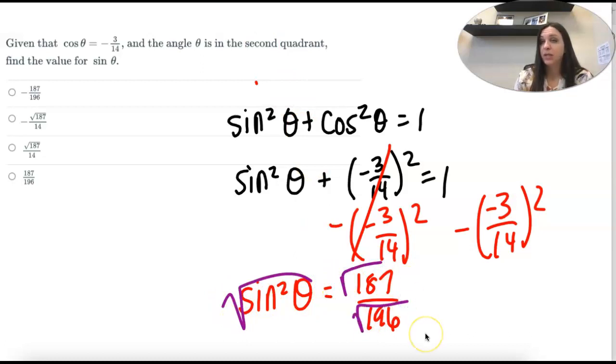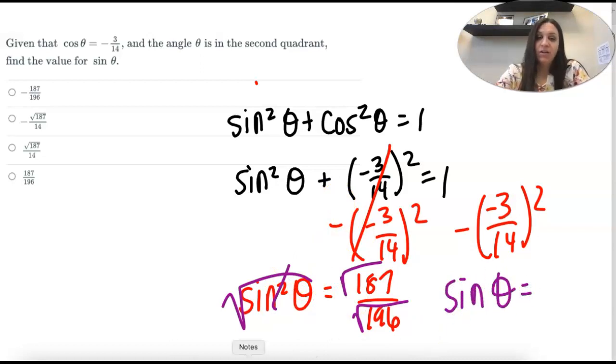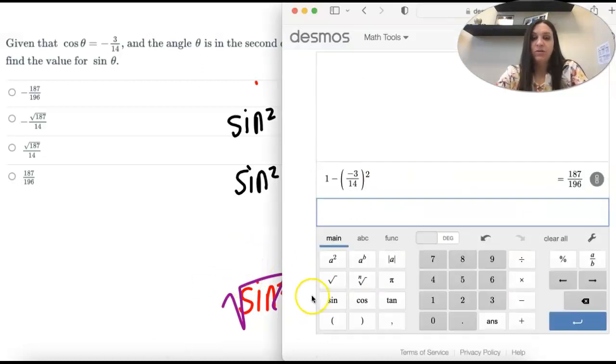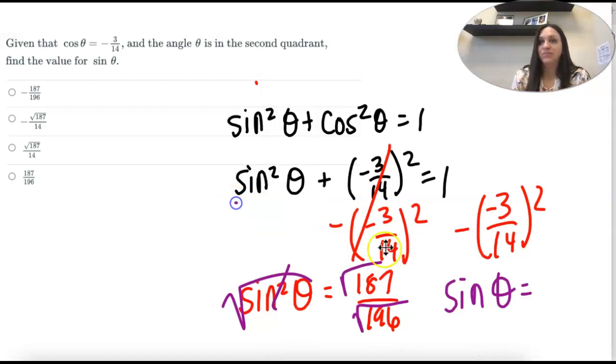I'm going to just split this already and see if I can get any values. So square root of 187 is a decimal, so I'm going to leave it. 196 though is 14. Seems to always be the denominator, doesn't it?